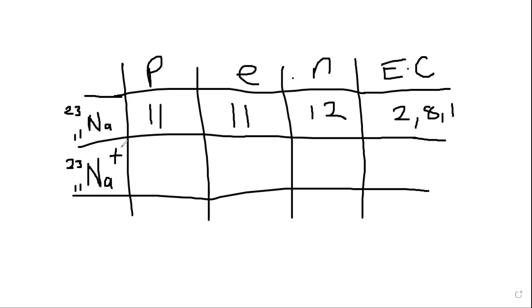Then let's go to the second one. You have an ion because there's a charge here. The charge is positive, so positive means it's losing. The P will remain the same, but the E will change. This tells you that it has lost one electron. So this becomes 10. Neutron number still remains the same, 23 minus 11. Your configuration now changes because you have 10 electrons. It means that it has lost that one electron in the last shell. So it becomes 2, 8. That is how we determine the PEN when we are looking at atoms and ions.